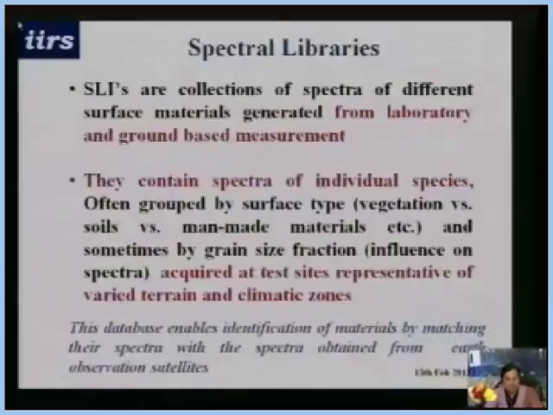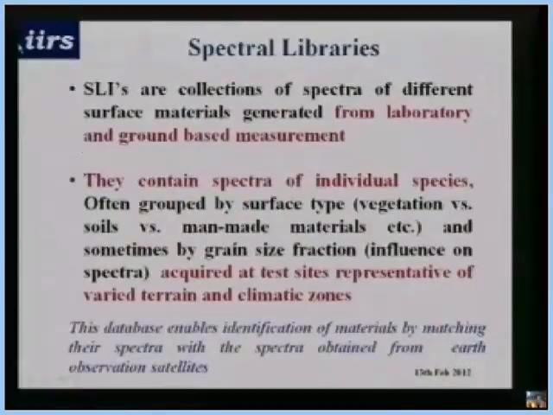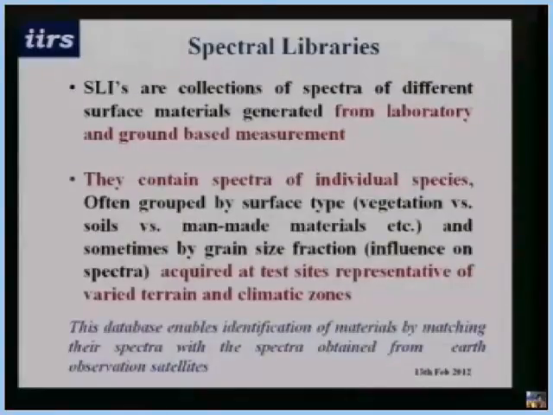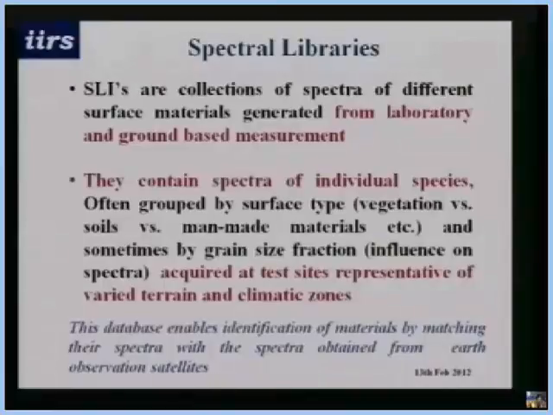In hyperspectral remote sensing, another thing which is very important is the spectral libraries. These are the reflectance patterns which are used as a reference for identification of material using hyperspectral data sets. So spectral libraries are basically collections of spectra of different surface materials generated from laboratory and ground-based measurements.